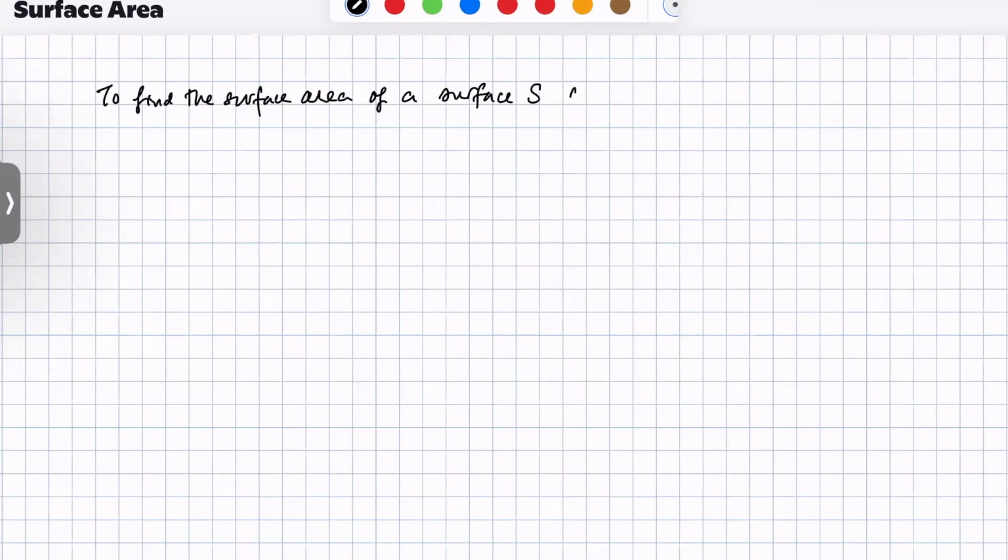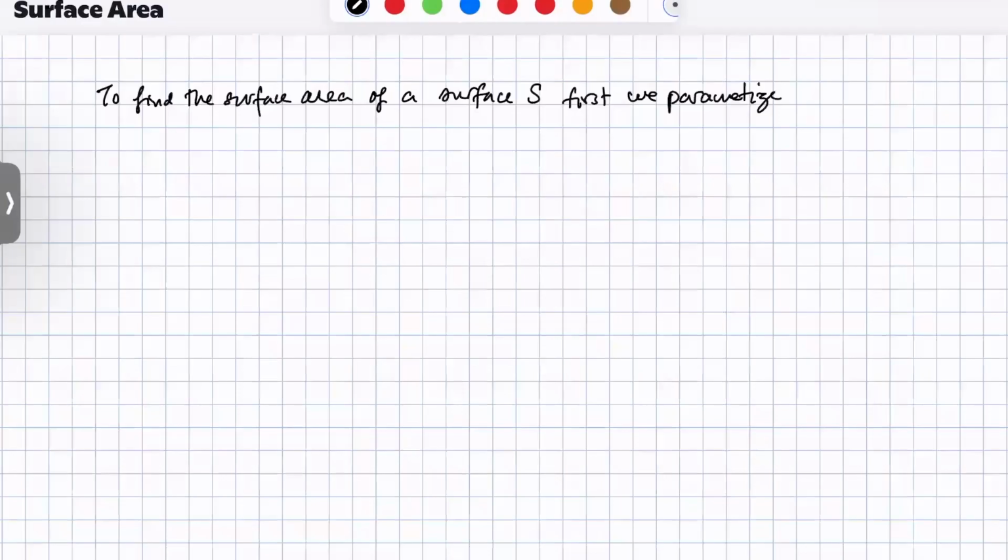In this lecture, we're going to talk about surface area and how to compute surface areas of surfaces. There's a recipe that I will write down first, and then we'll do some examples. To find the surface area of a surface, say S, first we parametrize.